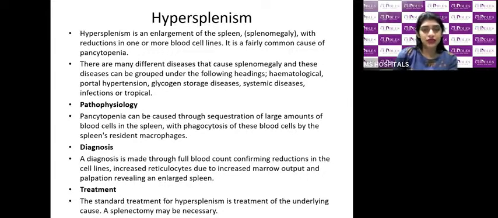Diagnosis is made through a full blood count confirming reductions in the cell lines, increased reticulocytes due to increased marrow output, and palpation revealing an enlarged spleen. The standard treatment for hypersplenism is treatment of the underlying cause. A splenectomy may be necessary.